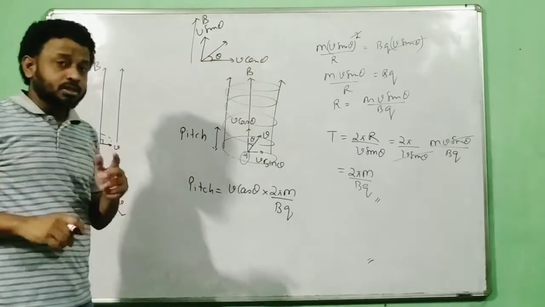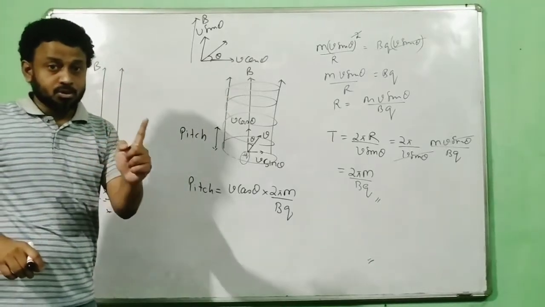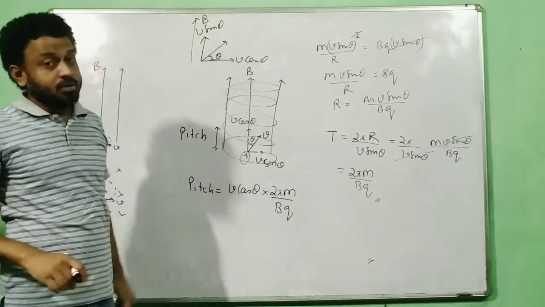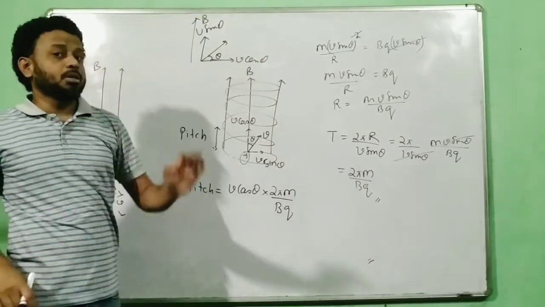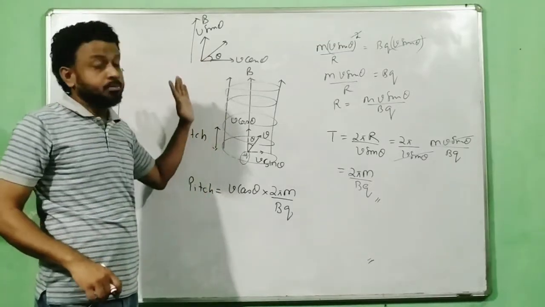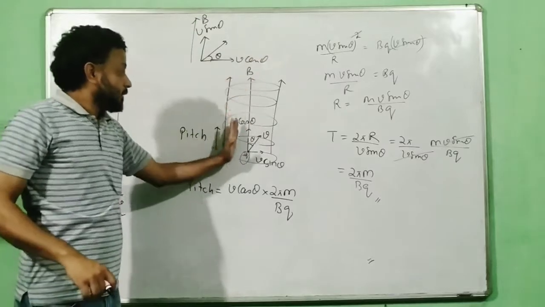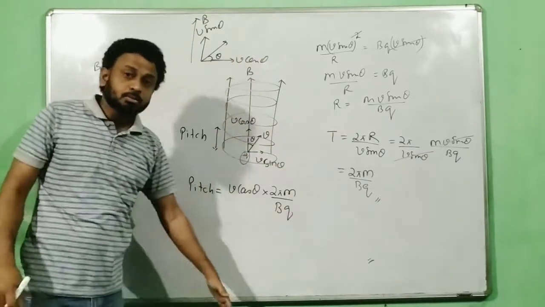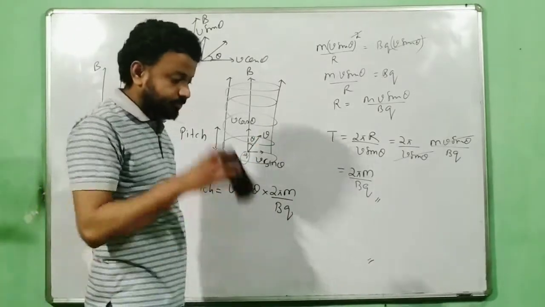So the logic is this: the perpendicular component of velocity is responsible for the circular movement. The parallel component of velocity, which is parallel to magnetic field, is responsible for this upward movement called pitch. It will create a pitch effect. So the parallel component is responsible for pitch and the perpendicular component is responsible for circular motion. Time period does not change.